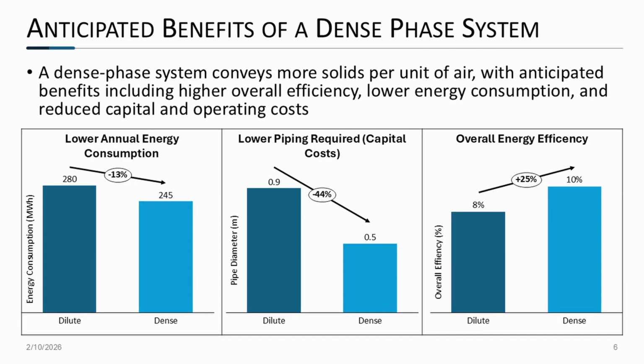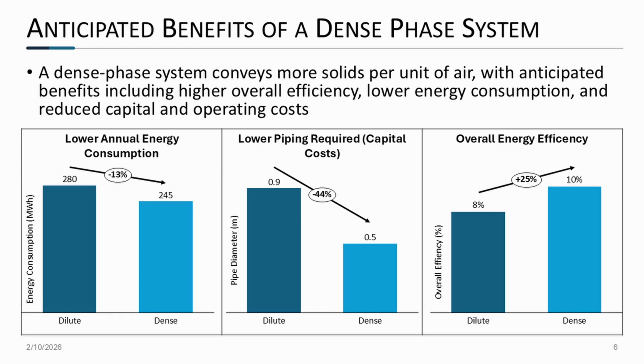What are the anticipated benefits? Our analysis leans towards the dense phase conveying system. The main advantage is how it works. It moves more grain using less air. This allows us to use smaller pipes, which directly lowers our initial equipment and installation costs.